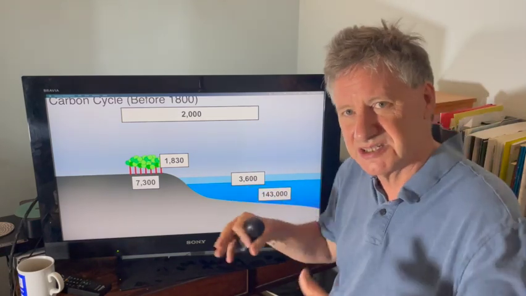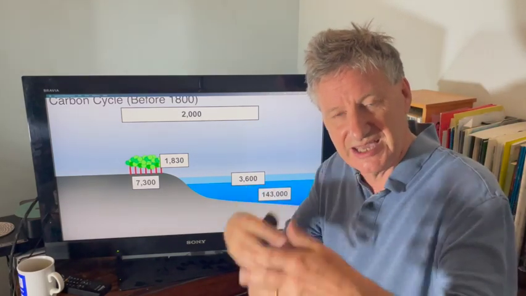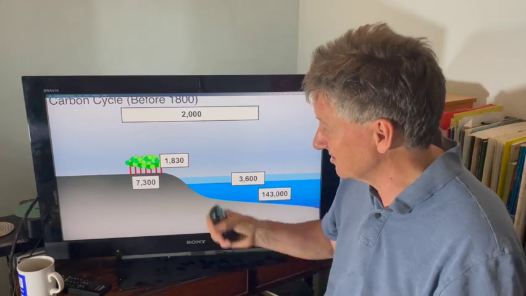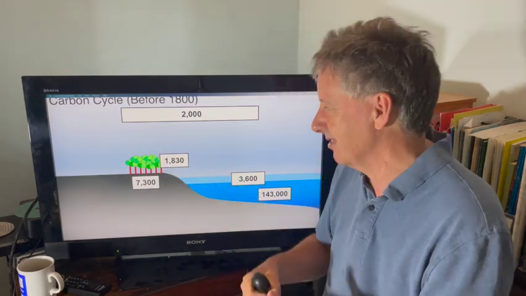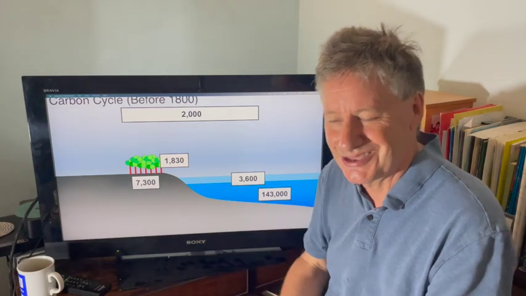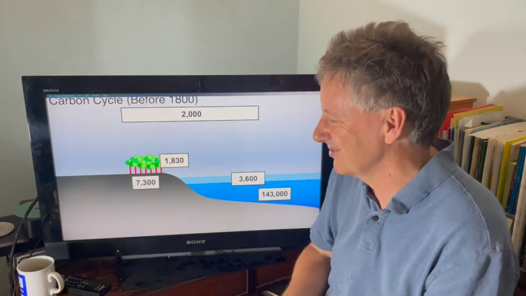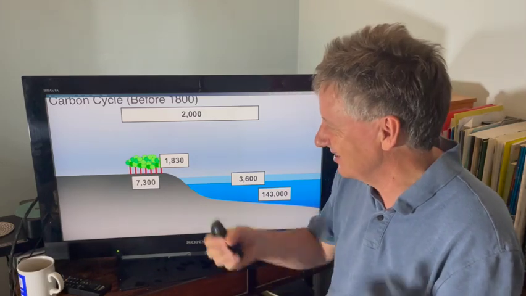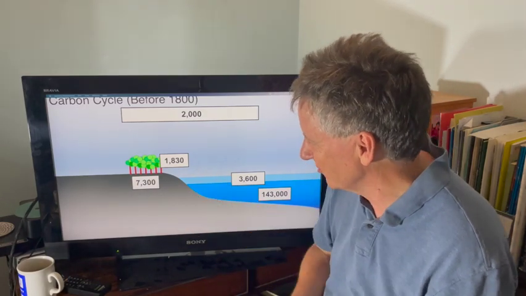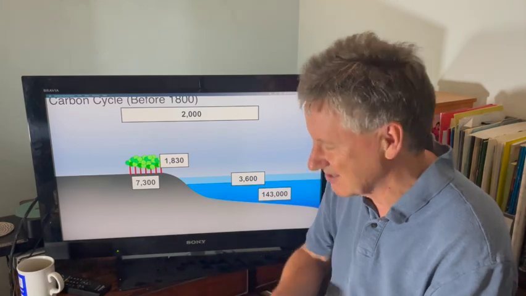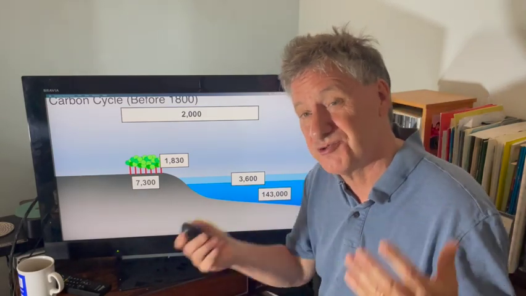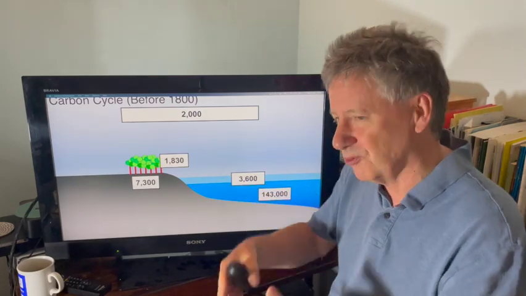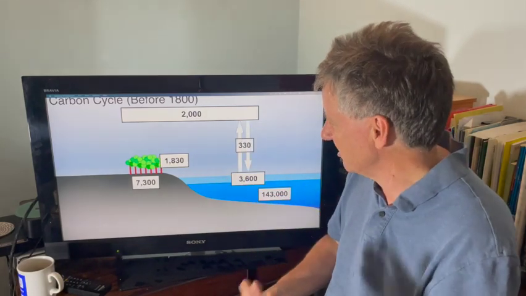And in the upper layers of the ocean that mix with the atmosphere, there's about 3,600 billion tons. And in the growing things on Earth, there's about 1,830 billion tons of carbon dioxide. And in the soil and the humus in the soil, the organic matter, there's about 7,300 billion tons of carbon dioxide. And every year back then, all the time, there's a natural way of exchanging things.